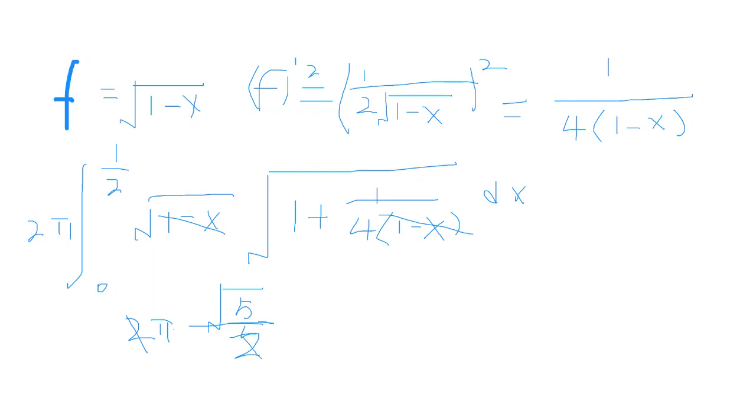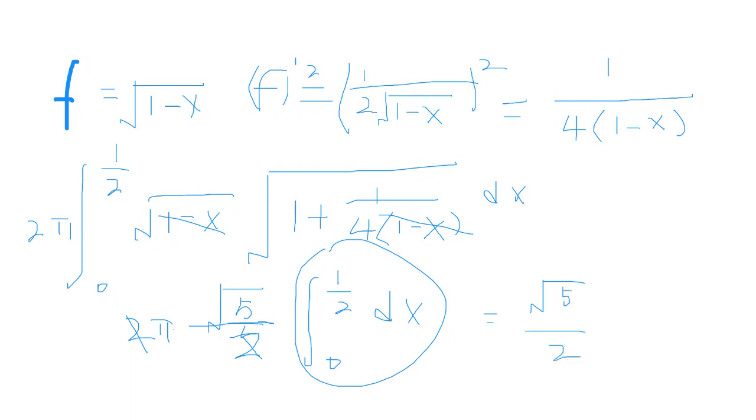And then what about the rest? We have 0 to a half dx, right? So this part is constant. It's constant. So just half, right? Just half. So we have in the end, we get a square root of 5 over 2 pi.